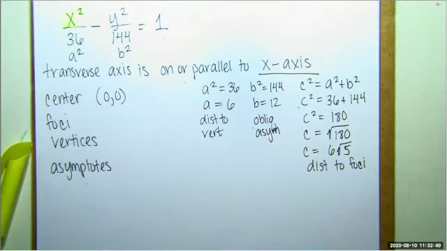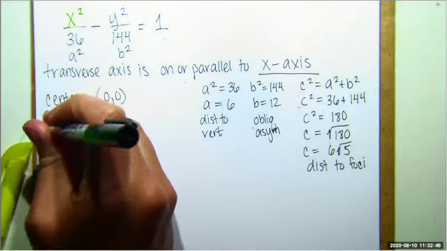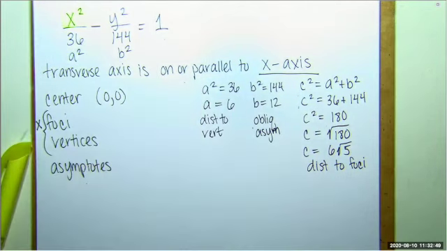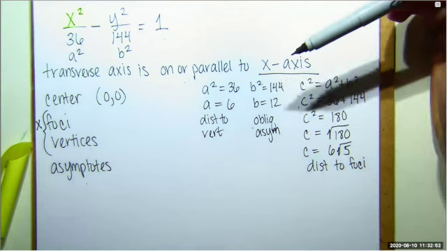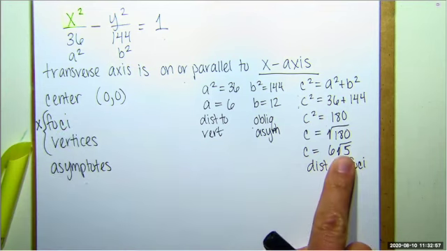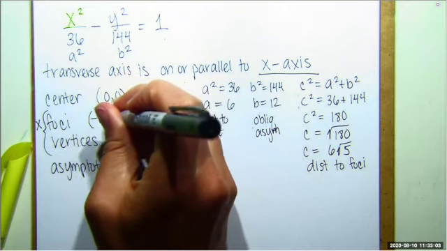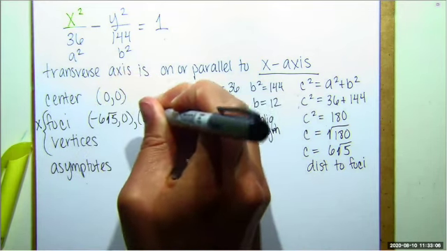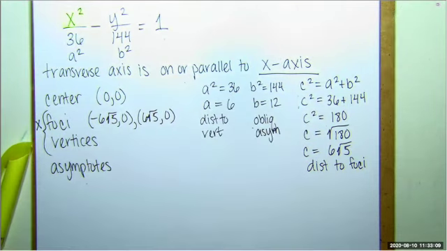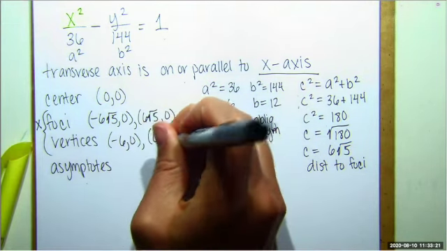All right. Our transverse axis is on or parallel to the x-axis. That means to find these foci and vertices, we are going to be adding and subtracting on the x-coordinate. We're starting at 0, 0. To get to our foci, we need to go a distance of 6 root 5 on the x-coordinate. That puts our foci at negative 6 root 5, comma 0, and positive 6 root 5, comma 0. To get to our vertices, we go a distance of 6 along the x-coordinate, so negative 6, comma 0, and positive 6, comma 0.